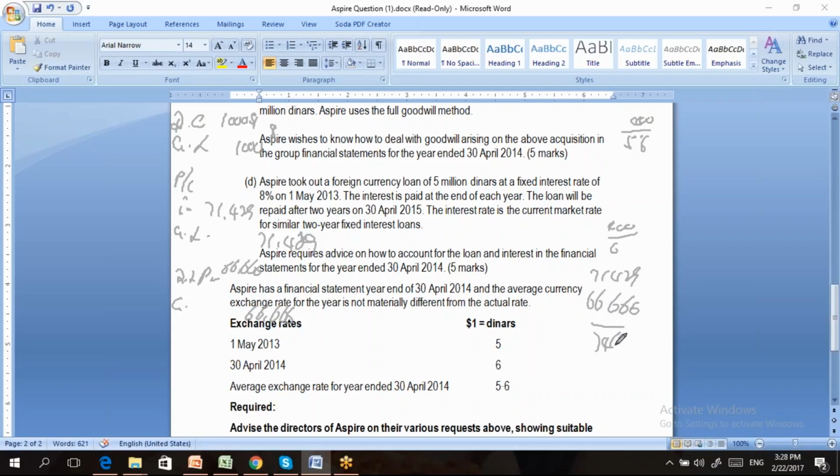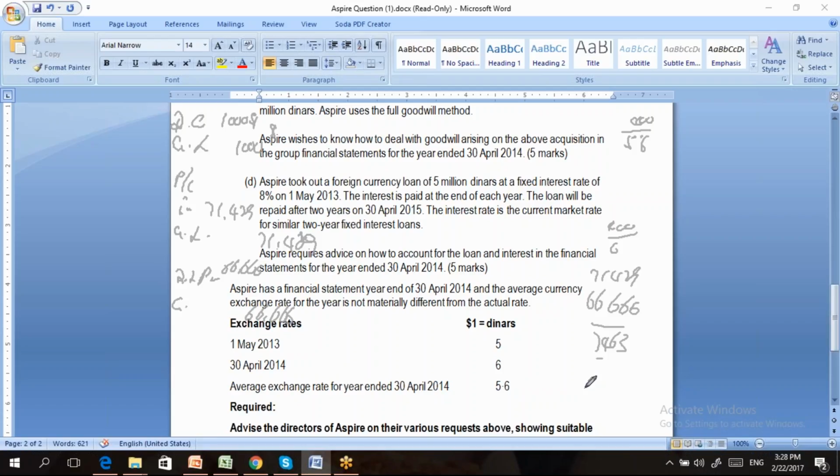7,463 will be a gain arising, and that will go straight away to the P&L. That's a settled transaction. So the 7,463 we will show under P&L as a gain on exchange. But that's not all.